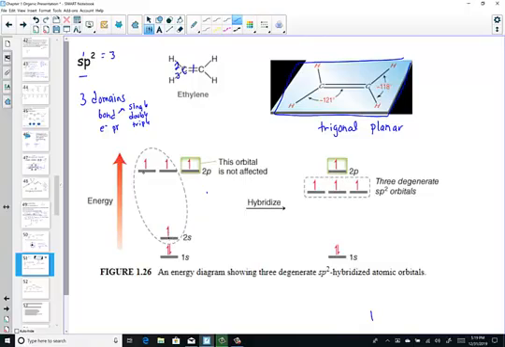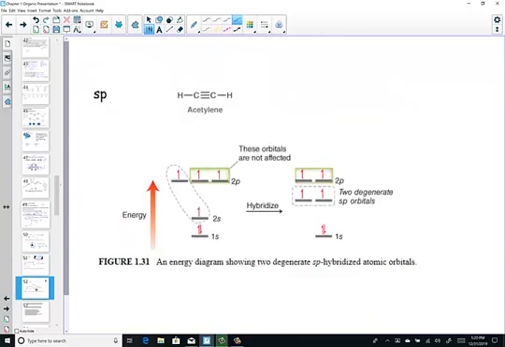Trigonal planar. When we hybridize, we promoted one of the s electrons into the p orbital, and that gave us an sp2 hybridization. And the last hybridization, very common in organic, is called an sp hybridized orbital. Notice the s and the p add to a total of 2 for their superscripts. That tells me there's 2 domains.